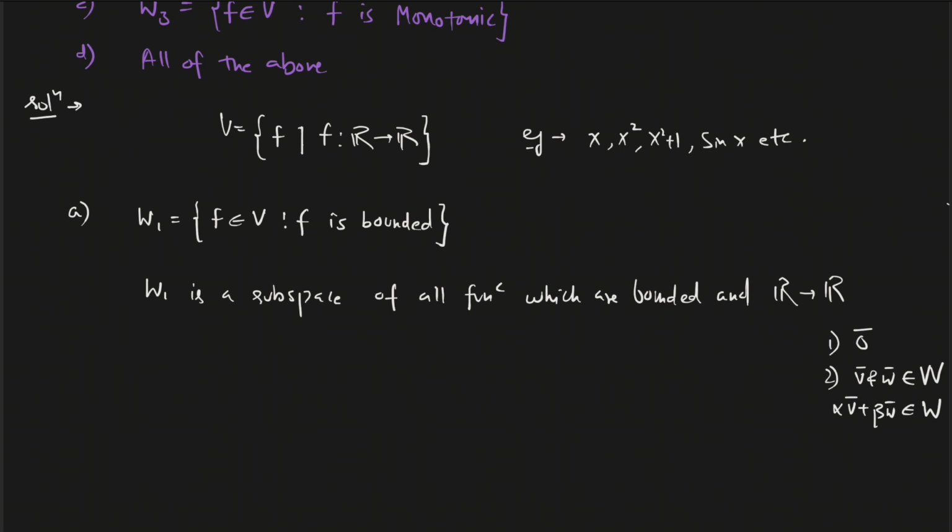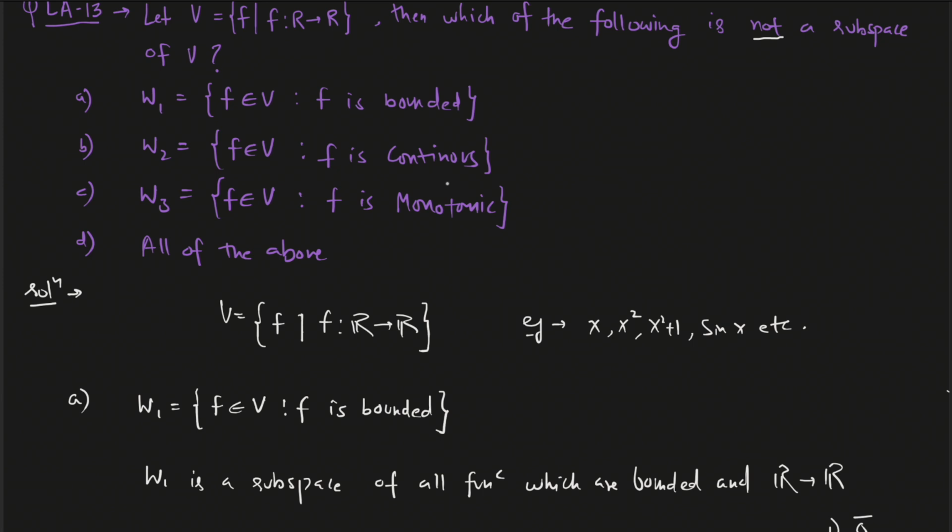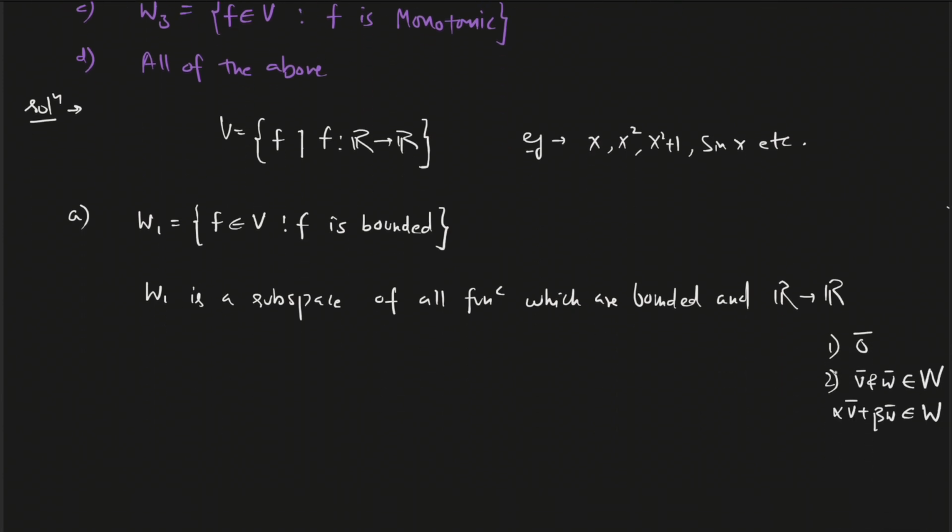So the first one is trivial. All these subspaces will contain the zero function, right? So it's pretty trivial because the zero function is bounded, it is continuous, it is monotonous. I mean, it's a trivial thing, so no need to check. All we need to check is this second property in all the three options. That is, if V and W belong to the subspace, then their linear combination also belongs. So yeah, for bounded functions, this is true. A linear combination of two bounded functions is also bounded, right? So hence we can say that the closure property is satisfied in case of bounded functions.